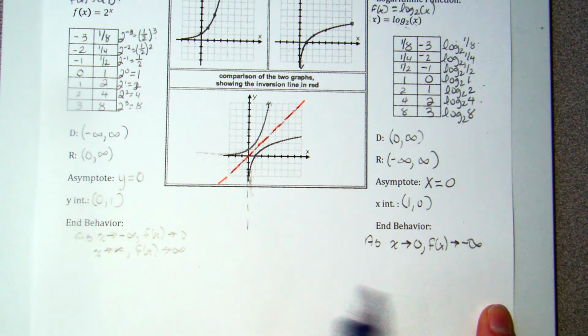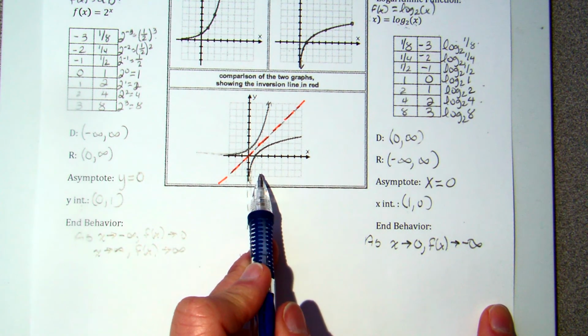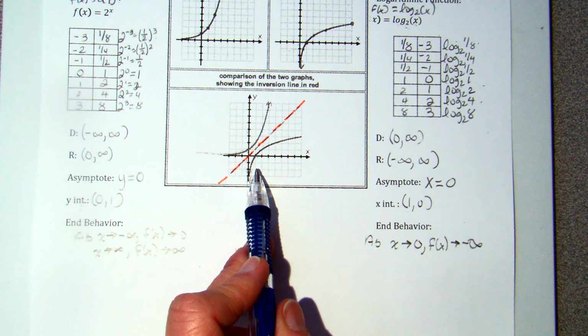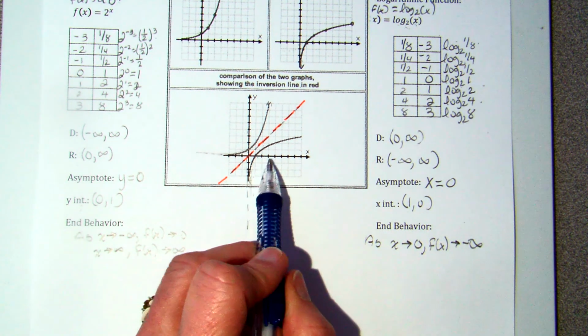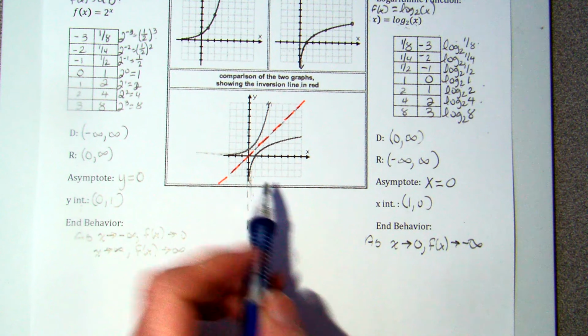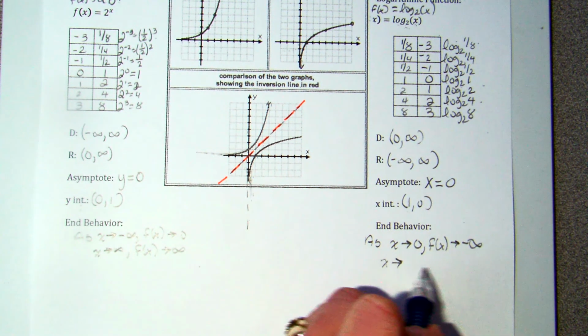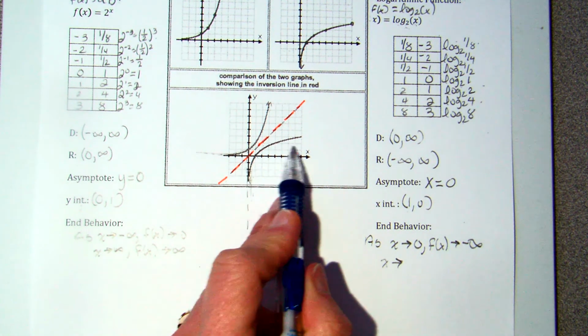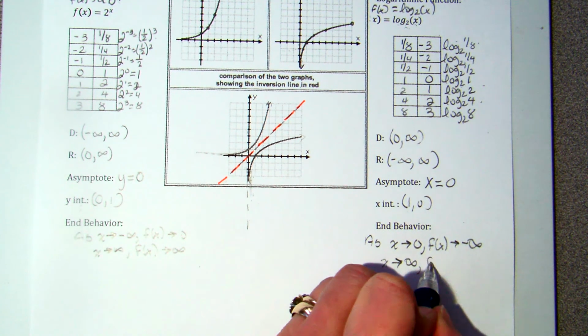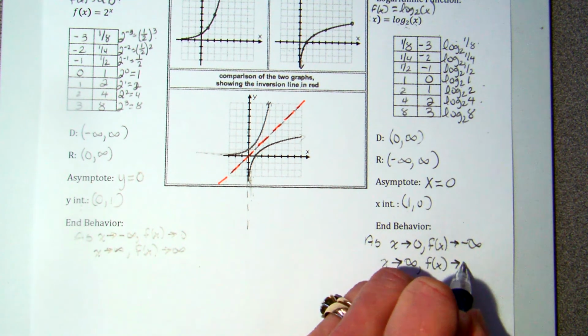So remember, in a logarithmic function, x is not approaching negative infinity on the original. Now, you may have a reflection in your end behavior change, but on the original logarithmic parent function, x is going to be approaching 0, f of x is going to be approaching negative infinity. And then go the other way. As x approaches, yes, it does approach positive infinity. As x approaches positive infinity, f of x also approaches positive infinity.